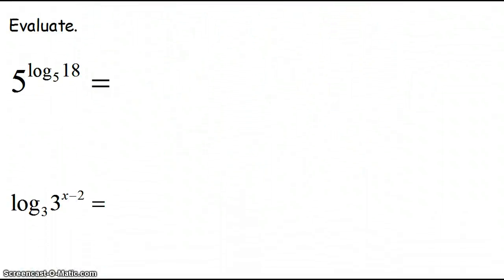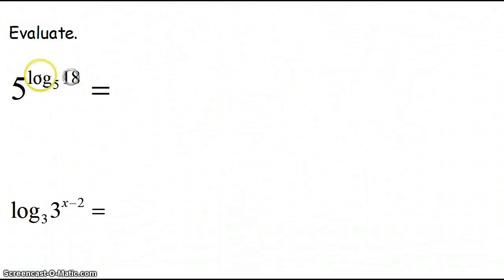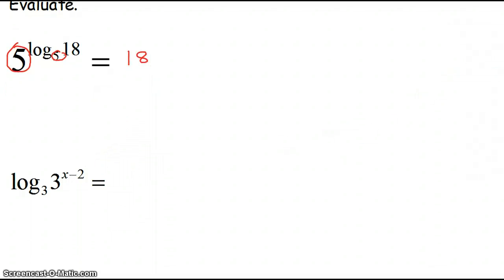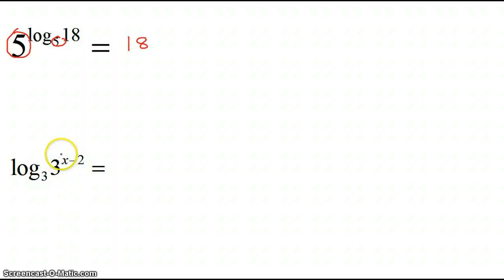So now let's look at some easy ones. So again, this is an exponential and this is a log, and they both have the same base here. Remember, if the bases are the same, they undo each other. So the answer is just going to be 18. Remember that there is an understood parenthesis around the x minus 2 because it's an exponent. And again, this is a log, this is an exponential, the bases are the same, so these are going to undo each other, cancel out, and I'm left with just x minus 2.